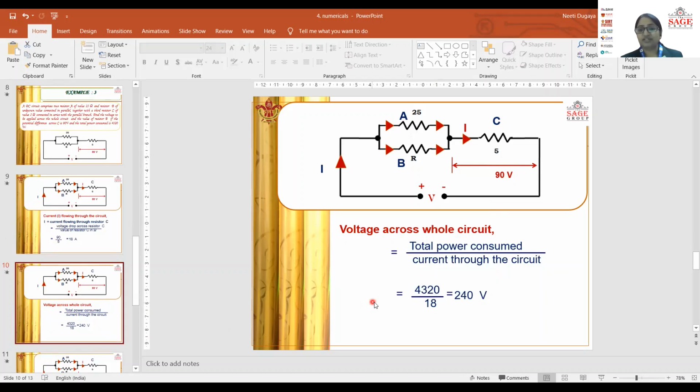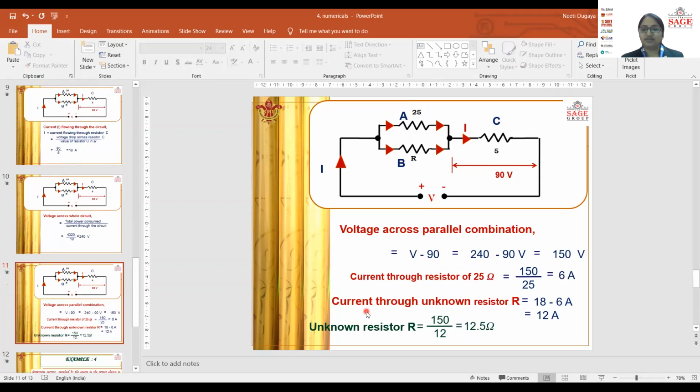Now we need to find out the total voltage across the circuit, that is V. We already know that P is equal to V into I, power is equal to voltage into current. We have the power already given in the question, so what we need to find out is the voltage. Current we have already calculated, so we'll put in the 18 ampere current here. The total power consumed is given in the question, 4320 watts, and the current through the circuit we have just calculated, that is 18 ampere. So power upon current will give you the voltage, that is 240 volts. So 240 volt has been calculated, right?